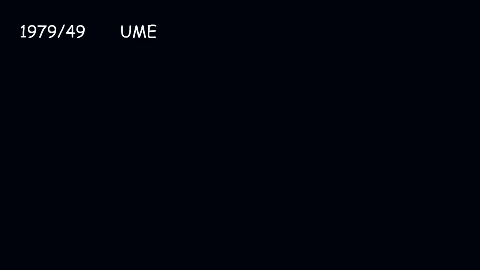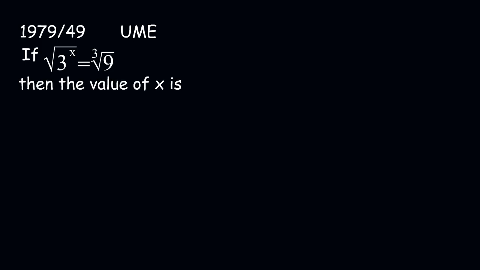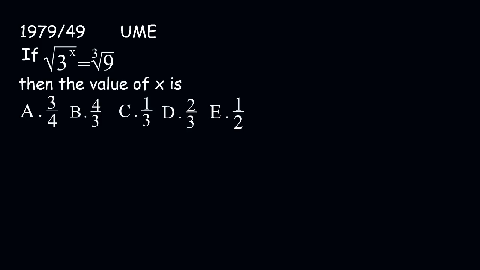We also have another question from UME. It says that if the square root of 3 raised to the power s equals to the cube root of 9, then the value of s is. Now, the first thing we're going to do is to make our square root and cube root in powers. So our equation becomes 3 raised to the power of s in bracket to the power of 1 over 2 equals to 9 raised to the power of 1 over 3.